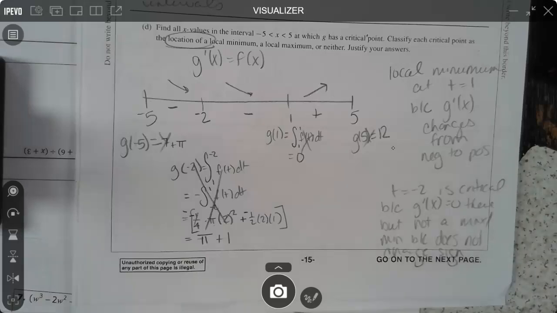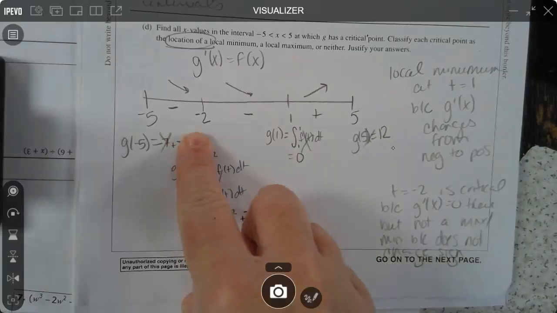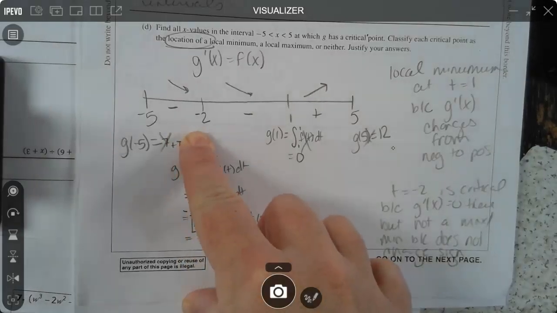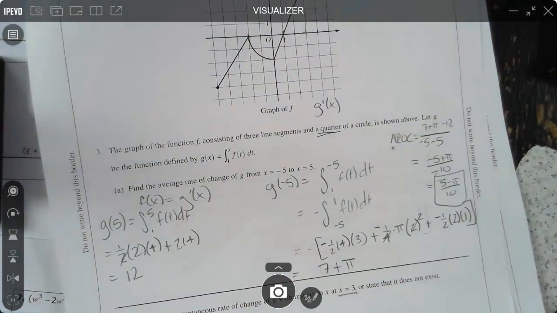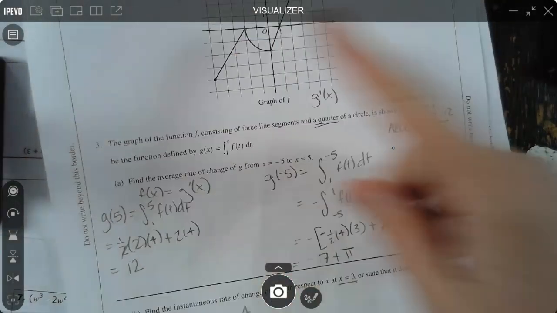So because the derivative equals 0 there. Yeah, because this is the derivative. It equals 0, but it bounces back down. So it stays negative, negative, positive.